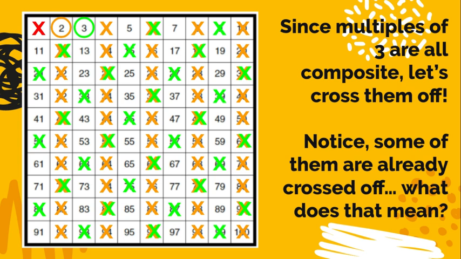Notice while you're doing that some of them are already crossed off. Think about, what does that mean? You might even want to write down a reflection about that, because that's going to be a reflection question later. What does it mean if some of them are already crossed off?